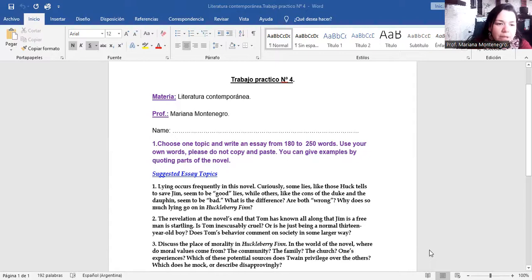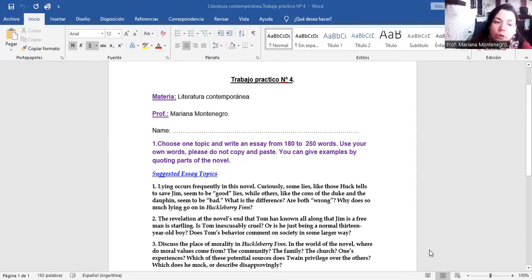And the suggested essay topics are the following. Lying occurs frequently in this novel. Curiously, some lies, like those Huckleberry tells to save Jim, seem to be good lies, while others, like the cons of the Duke and the Dauphin, seem to be bad. What is the difference? Are both wrong? Why does so much lying go on in Huckleberry Finn? So you must investigate about that and tell me.